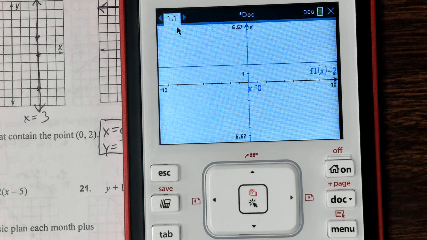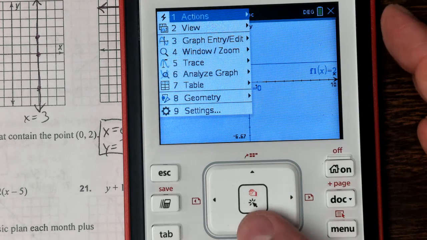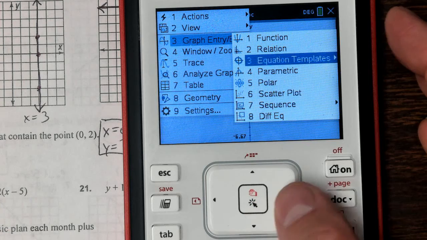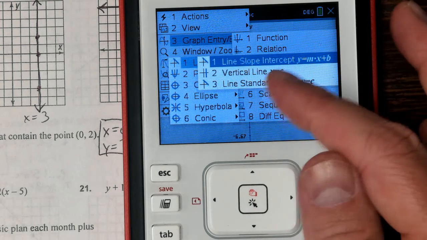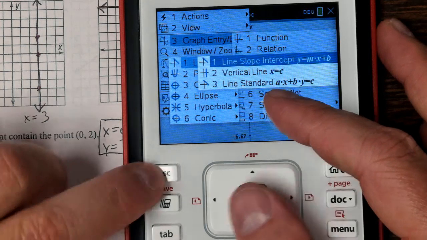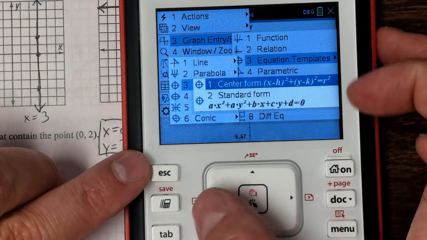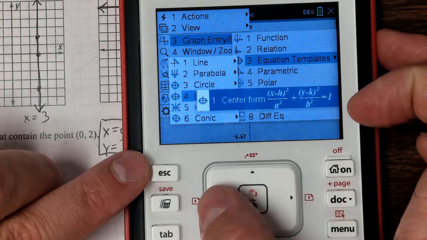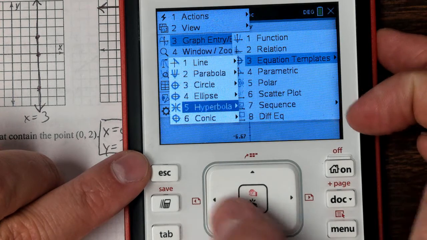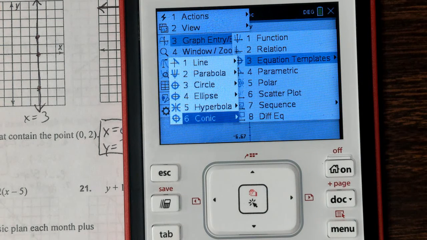Okay. So one of the very useful things about this calculator compared to the other calculator is all your equation templates. It may not matter that much to you for lines, because those you probably have memorized. But for parabolas, for circles, for ellipses and hyperbolas and other conics, these built-in formula lists are pretty handy. So that's why you need to get used to this calculator. Any questions?